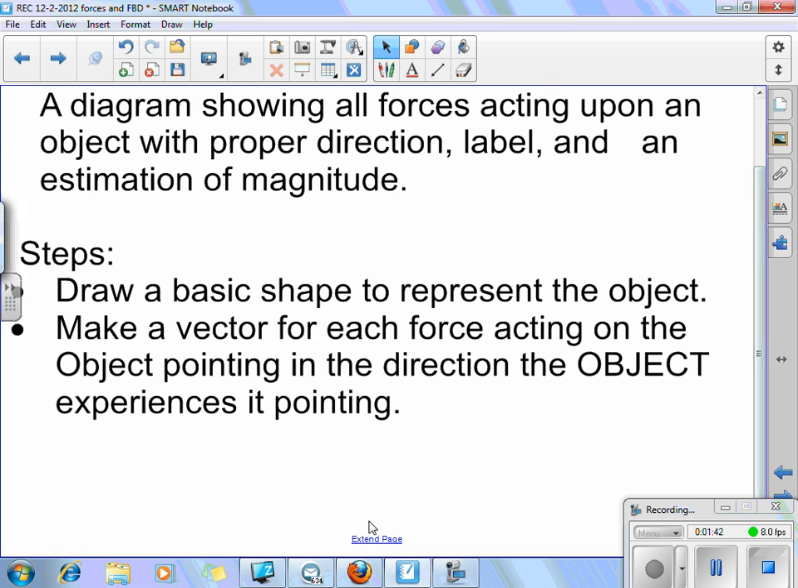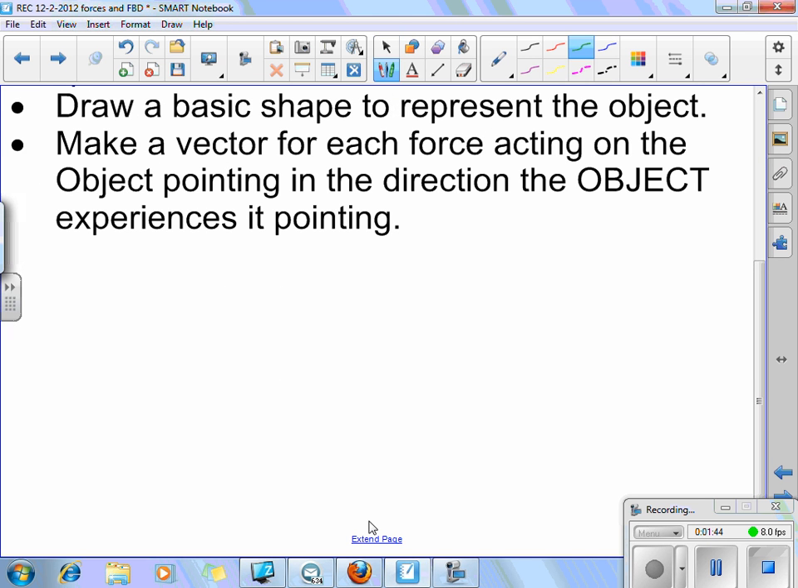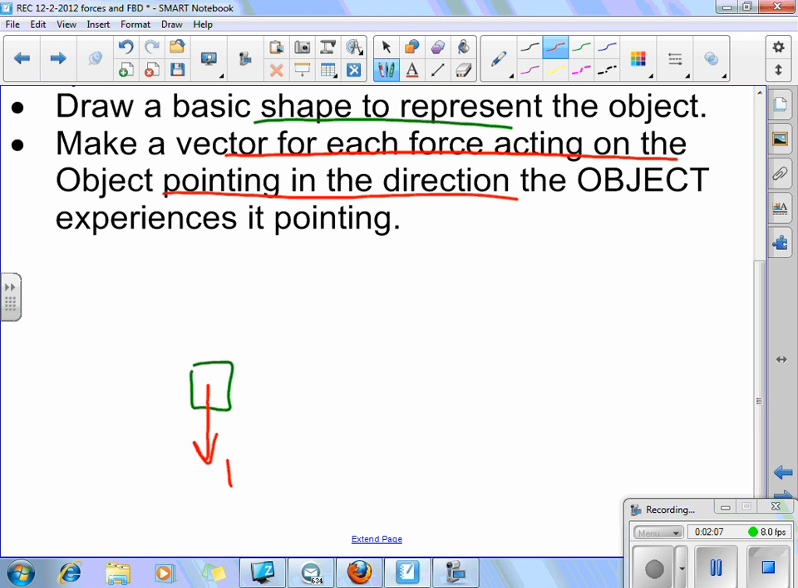So why don't we draw a picture of you sitting on the chair that you are on, or standing if you happen to be standing like I happen to be standing. So first off, draw a basic shape to represent the object. That's as basic as they get, and that'll work. The next thing, we have to make a vector for each force acting on this object and point in the direction that I experience it if this were me being this object. The two forces I feel, I know I have a force of gravity because I am on Earth, and I'll draw the arrow a decent size, so I'm showing that it's a relatively large arrow.